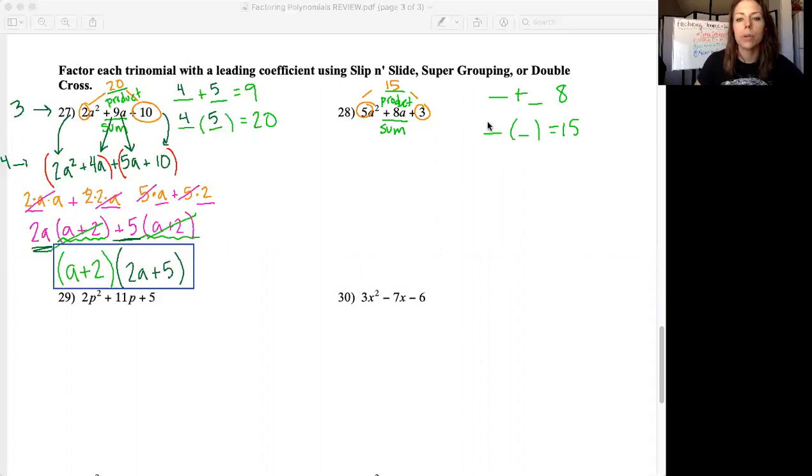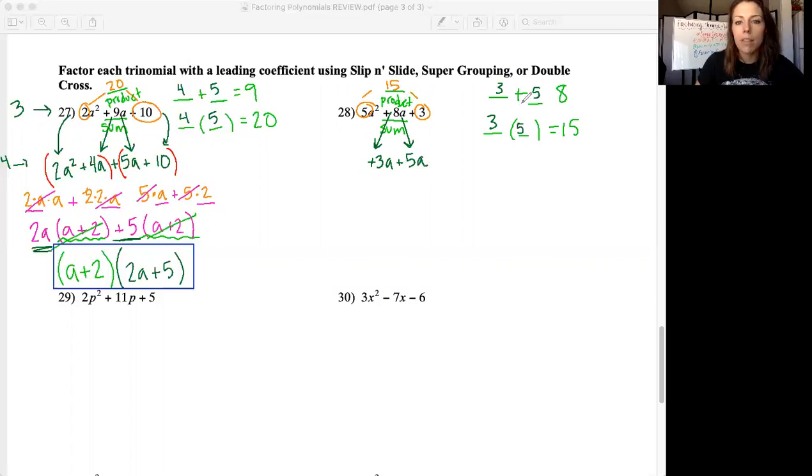I think those two numbers are 3 and 5. Yep, 3 and 5. Okay, this is the key part. You can't do supergrouping with 3 terms. You've got to split it up into 4 terms. So we split the middle term into positive 3a plus 5a.